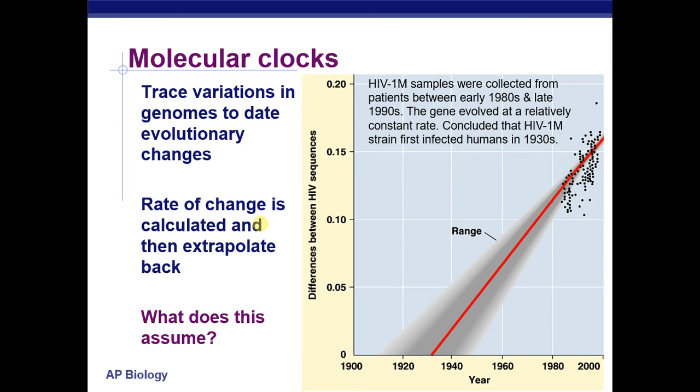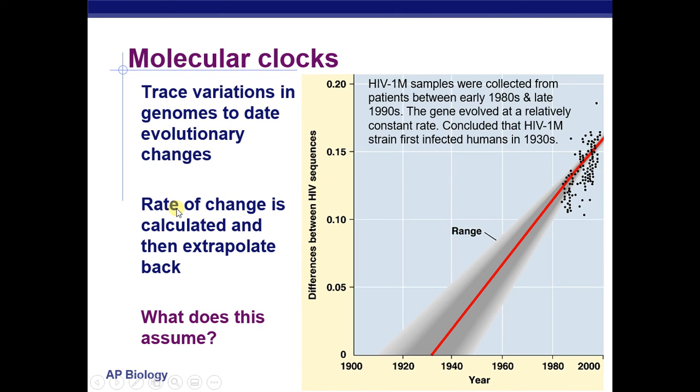Now, one thing that we want to remember is this idea of a molecular clock, or that small variations in genomes can be used to date evolutionary change, and that the rate of change is calculated and then extrapolated based on data like this right here. So it says that HIV-1M samples were collected from patients in the early 80s and 90s, and the gene evolved at a relatively constant rate, and that allowed us to conclude that the strain first infected humans in about the 1930s.